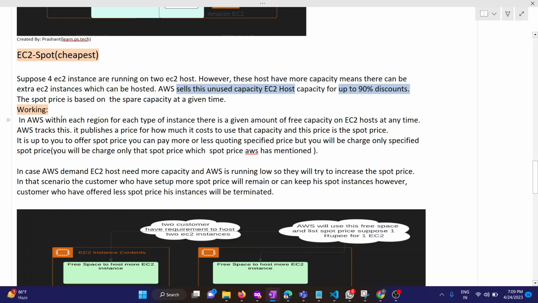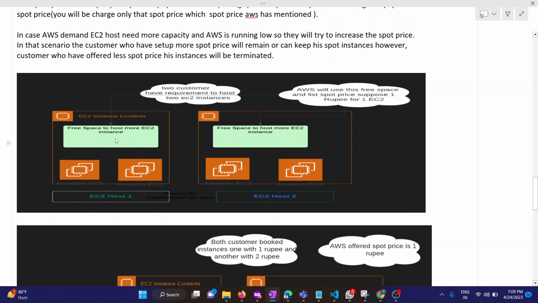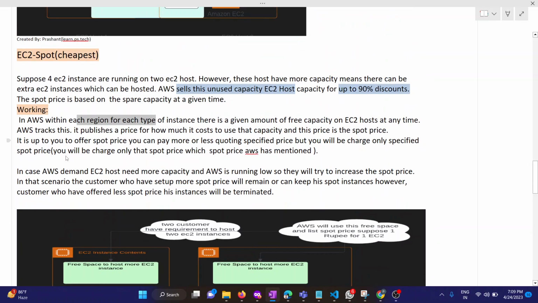I will explain how it works. Suppose you and I have offered a spot price. I have offered 1 rupee, you have offered 2 rupees, and EC2 has mentioned that the spot price is 1 rupee. In that scenario, only 1 rupee will be charged. So you will be charged only the spot price which AWS has mentioned. I will explain in detail.